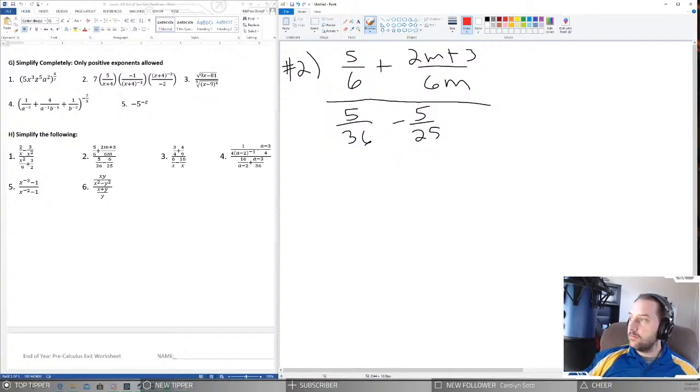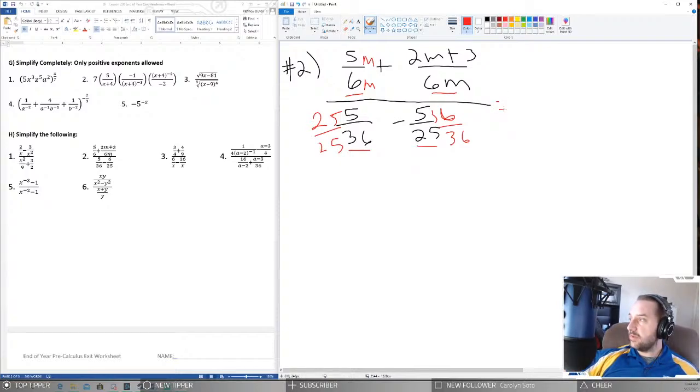So between 6m and 6m, this needs an m for them to be the same denominator. Between 36 and 25, there is nothing in common, so this needs a 36 over 36, and this needs a 25 over 25. Some big numbers there, but that's okay. So now let's rewrite what we have.